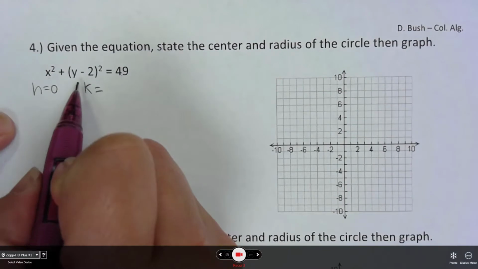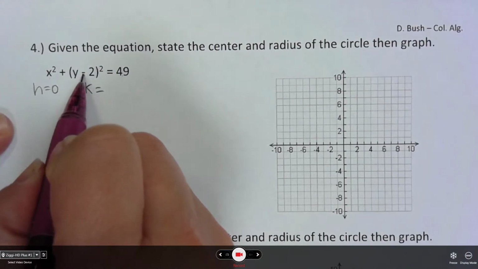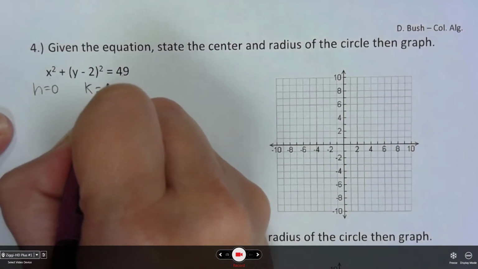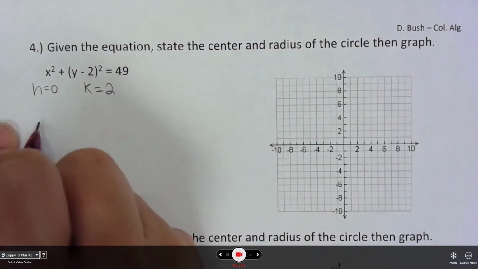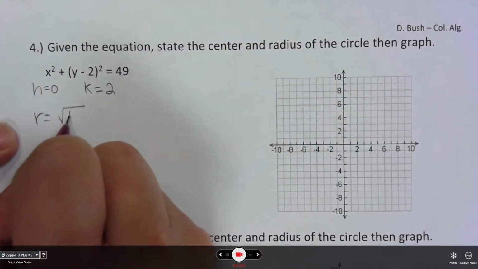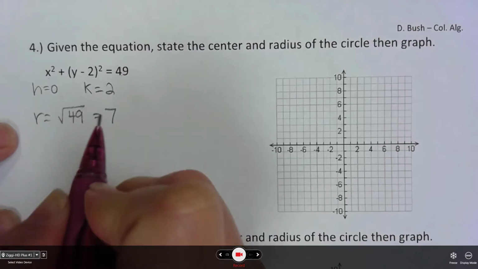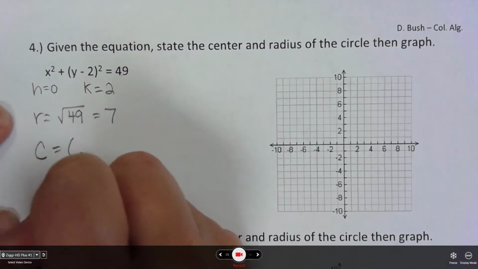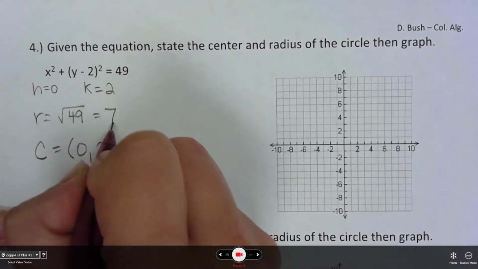And remember, the form says y minus k. So in this case, k is 2. And then the radius is going to be the square root of 49, which is 7. And that would put the center of my circle at (0, 2), and my radius is 7.